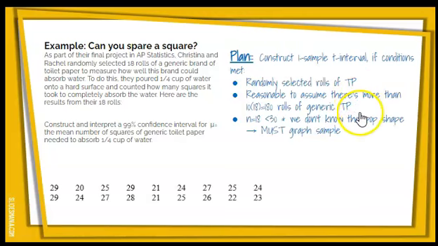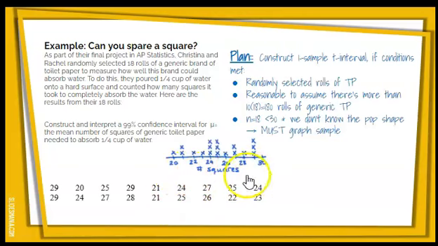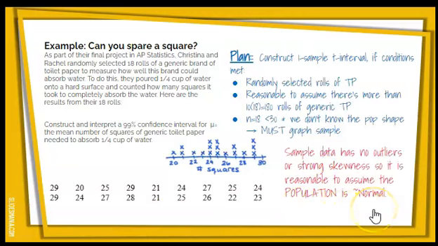So it's independent. And then lastly, the normal large condition. Well, 18 is less than 30, and we don't know anything about the population, so we have to graph the sample. The easiest and fastest way in a situation like this is to create a dot plot and label it accordingly. If I've created it and shown it, I then have to make a statement about what it is telling me. The sample data has no outliers or strong skewness, so it is reasonable to assume that the population is approximately normal. Don't say it's exactly normal, it's approximately normal, and you can use that little symbol, that's fine.